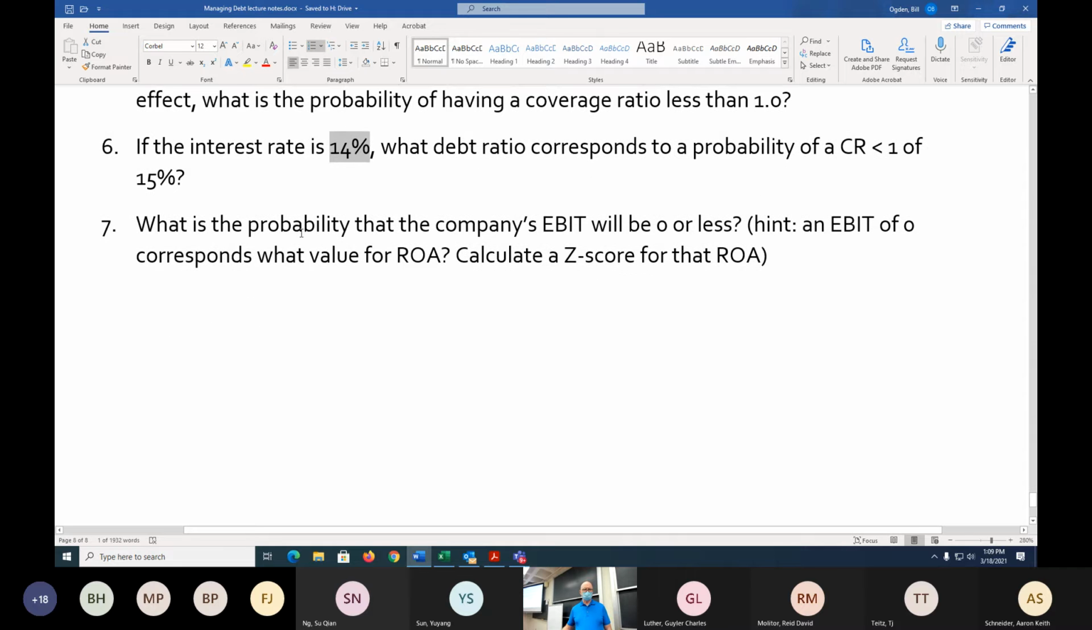All right, and then what's the probability that the company's EBIT will be 0 or less? Now, we have not done a test on EBIT, have we? We just did a test on ROA, right? Okay, so I'll just give you a little hint here, and this should just give it away totally. If you have an EBIT of 0, it corresponds to what ROA? There you go. Then test that ROA.